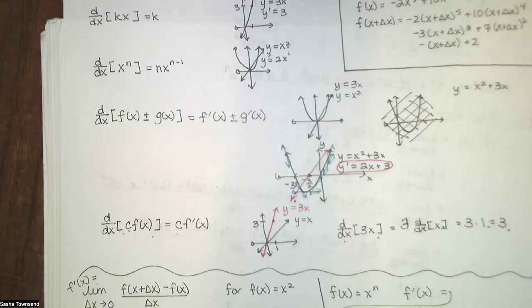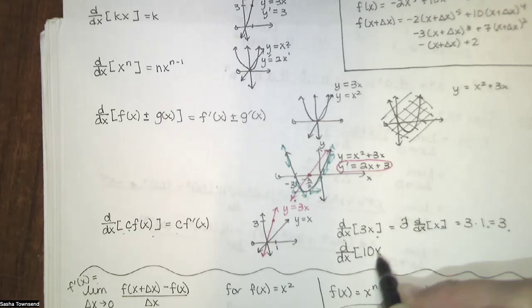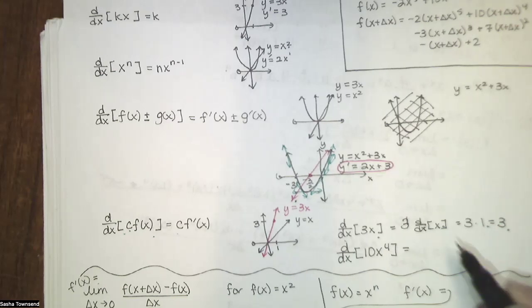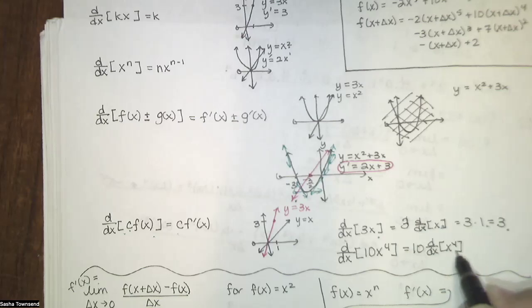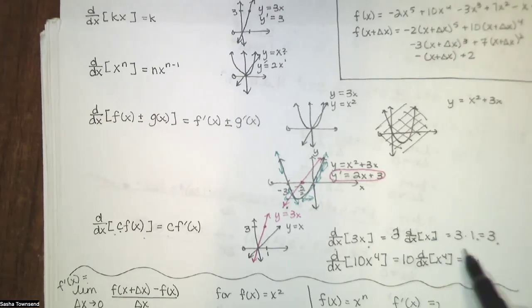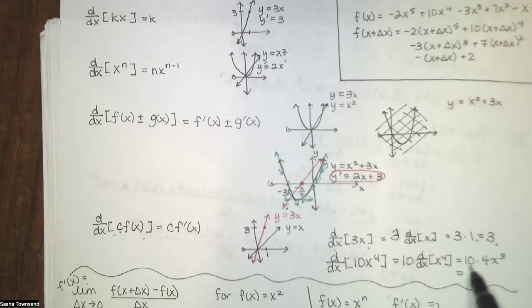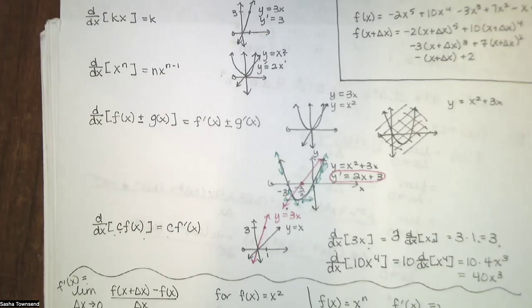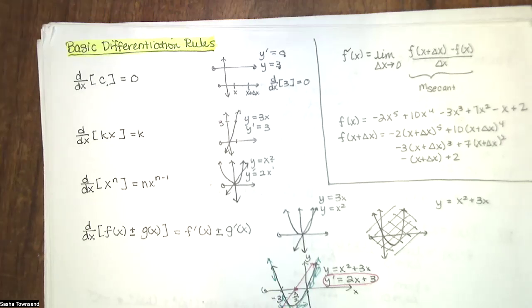We can apply that rule to polynomial functions as well. So let's say you have the derivative of 10 times x to the 4th. That's going to be 10 times the derivative of x to the 4th, which comes from bringing that exponent down, multiplying by x to the 1 less power, and then simplifying. 10 times 4 is 40. And so we've got that right there. So those are some very, very basic differentiation rules.